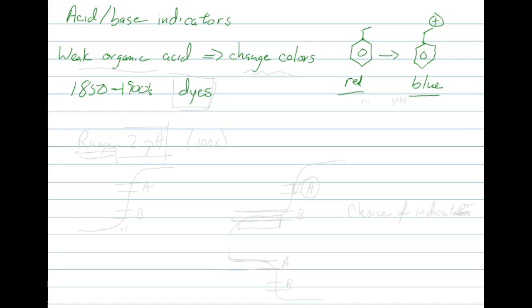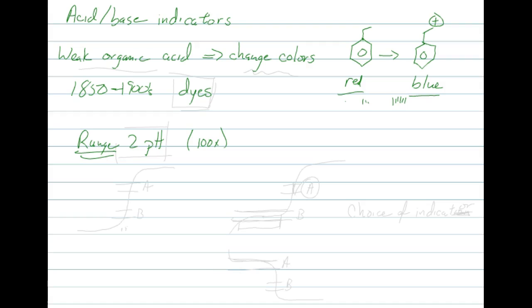They do change color within a range of 2 pH, which is 100 times stronger acid or base, depending on which way you're going. So it's not an instant change, it's gradually getting darker and darker, less red, and then changing over to more blue. So there's a range of colors there. This is important because which indicator you want to choose depends upon where your equivalence point is.